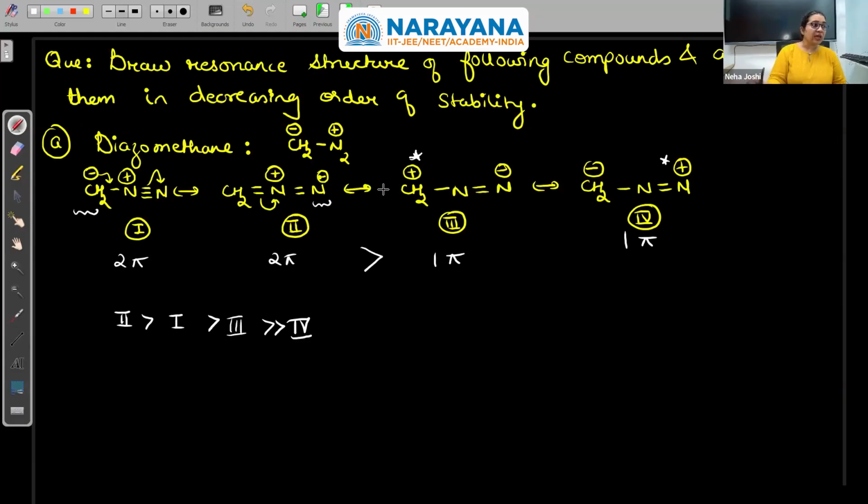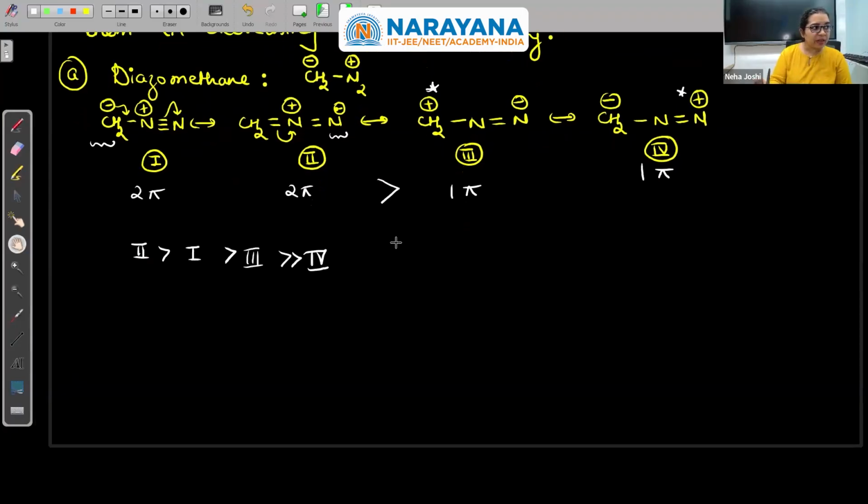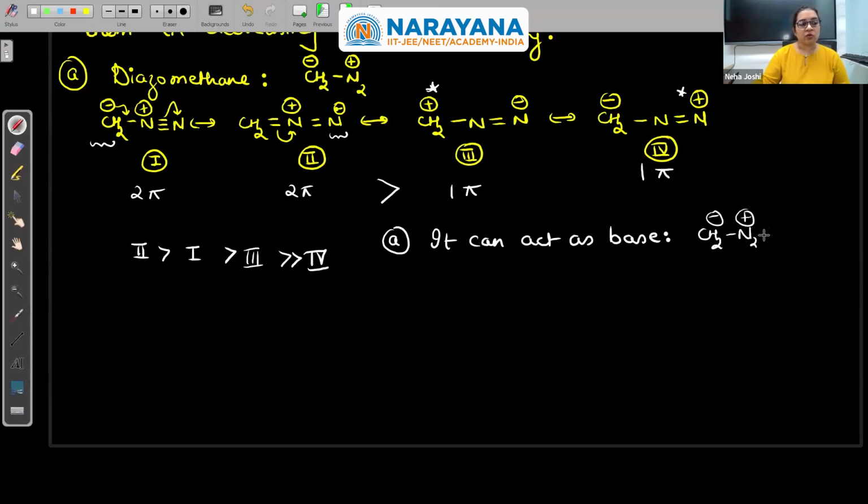But yes, see how the resonance will work for diazomethane. What behaviors can we say diazomethane has? It can act as a base. Yes, very much possible. And if I write this, I think all of you will remember the reaction. This ultimately forms CH3Cl liberating nitrogen gas. So in this, what happens? The first step is attracting H plus. And then N2 being a good leaving group, it can act as a nucleophile.